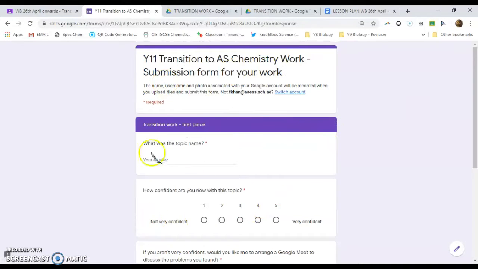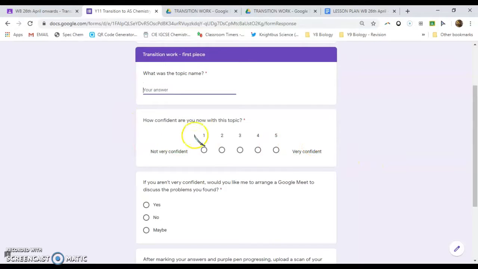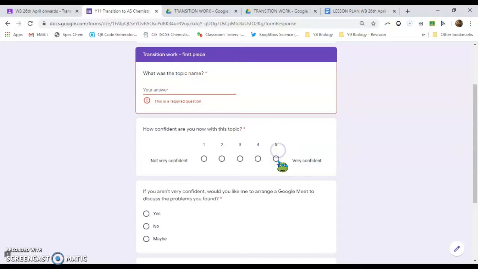And then I've got a form. The next page of this will actually have the same questions, but it will say transition work second piece. I can put the name of the topic there, and then I'd like you to put how confident you were with this topic as you found it. So you finished all the work, you marked your own work, you purple penned it, and now you can indicate that you were very confident with it.